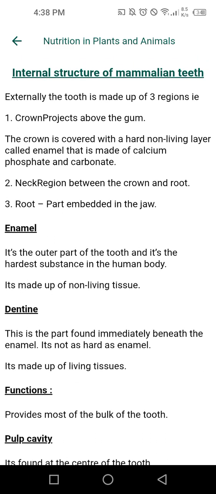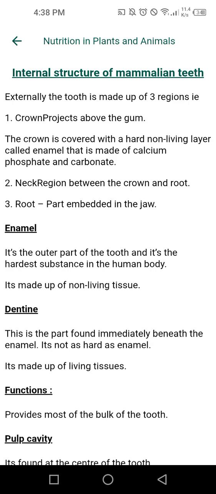Externally, the tooth is made up of three regions, i.e. 1. Crown projects above the gum. The crown is covered with a hard non-living layer called enamel that is made of calcium phosphate and carbonate. 2. Neck region between the crown and root. 3. Root. Part embedded in the jaw. Enamel. It's the outer part of the tooth and it's the hardest substance in the human body. It's made up of non-living tissue.